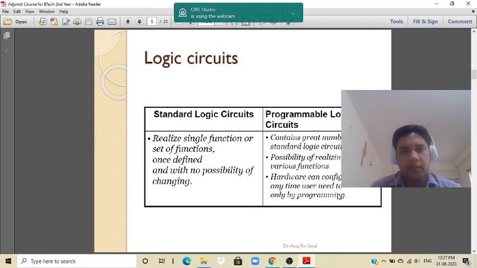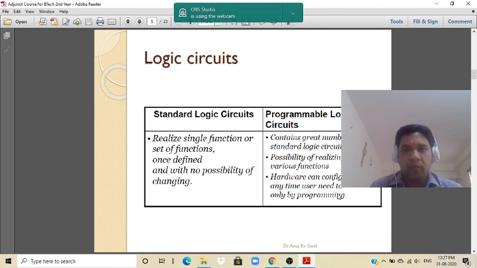Logic circuits can be divided into 2 parts. Basically, first we have the standard logic circuits, which realize a single function or set of functions, once defined and with no possibility of changing. So once we define the function in a standard logic circuit, it cannot be changed. If you design the IC as a multiplexer, it is used only for multiplexing and switching applications. It can't be used as a demultiplexer.